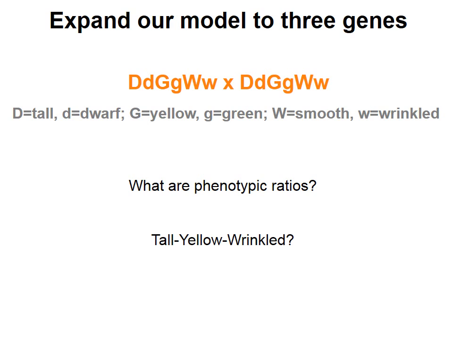3/4. Right? So, yellow. We can even draw, okay, tall is going to be big D, whatever. Yellow is going to be what? What's the genotype? Big G, whatever, right? It doesn't matter. How about wrinkled? Little w, little w.